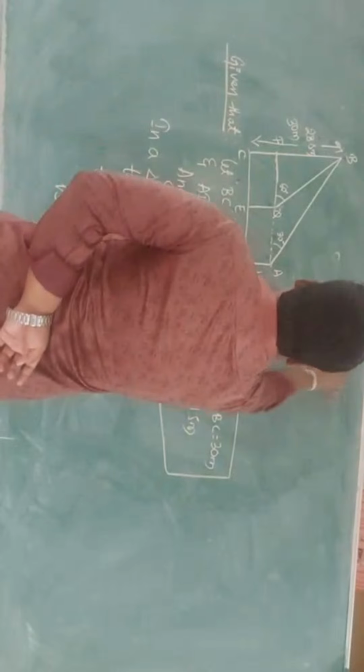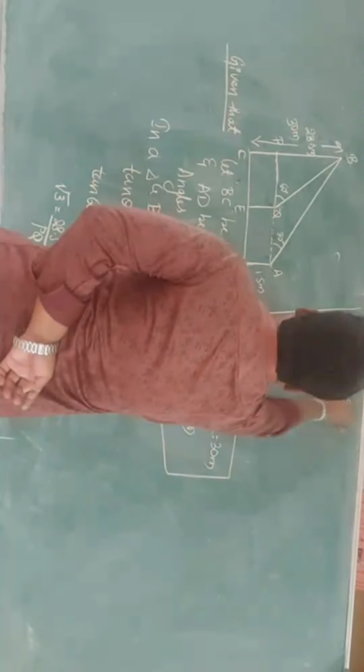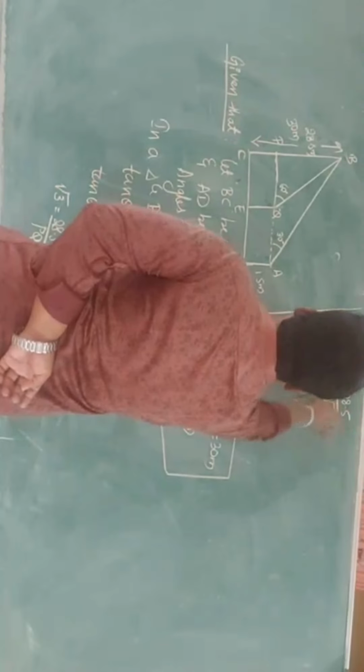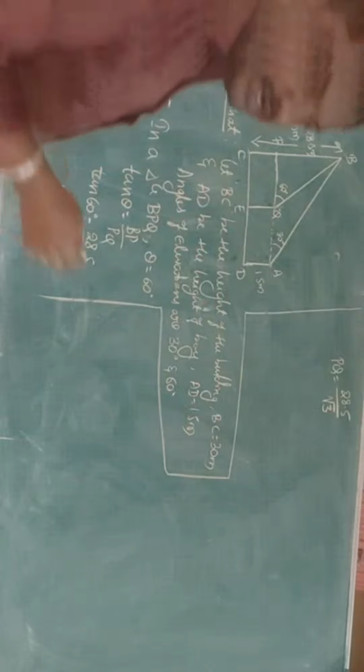So PQ is equal to 28.5 upon root 3. Am I right? Yes sir. Call it equation number 1. Now in triangle BPA, the angle of elevation theta is equal to 30 degrees.